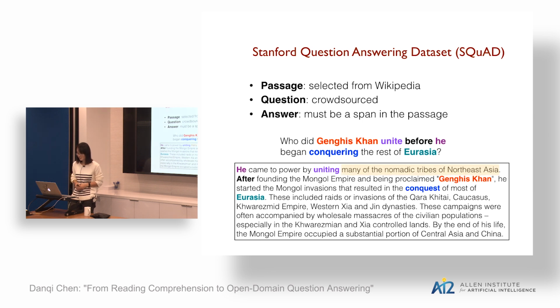Yeah. So if the system has to get this correct, it has to understand the first two sentences and finally figure out this span, many of the nomadic tribes of Northeast Asia. So this is what Scott looks like. So this is probably a kind of hard case.